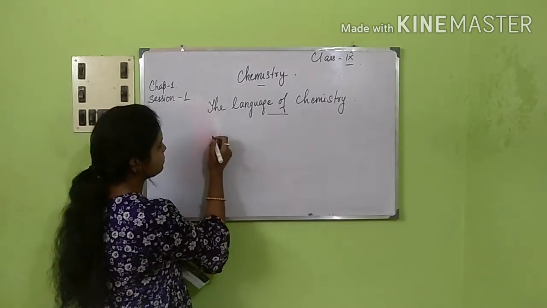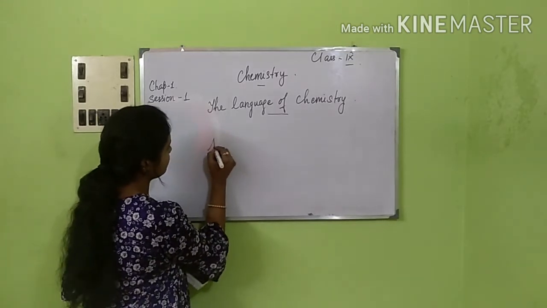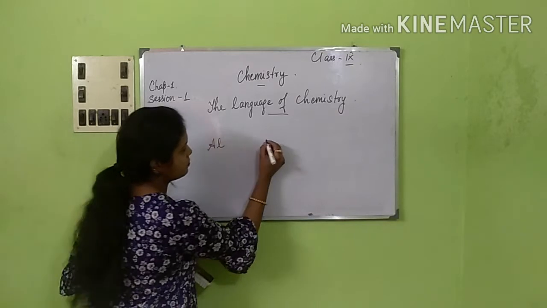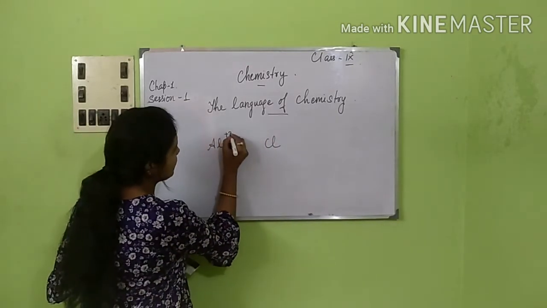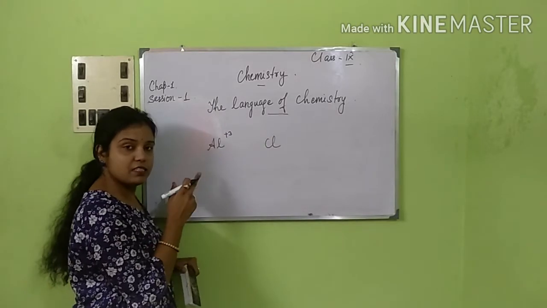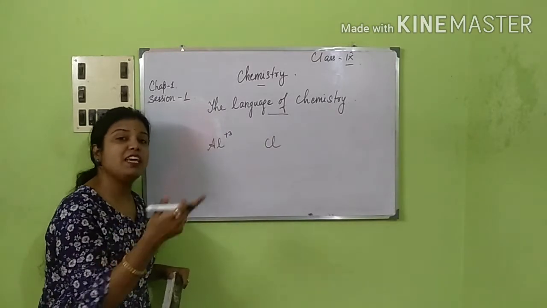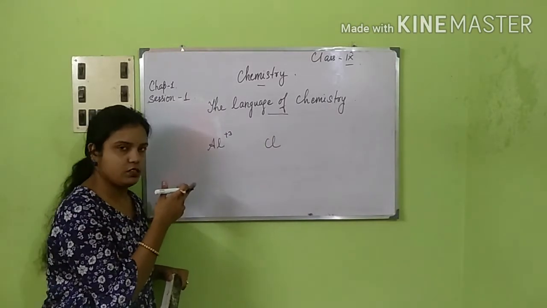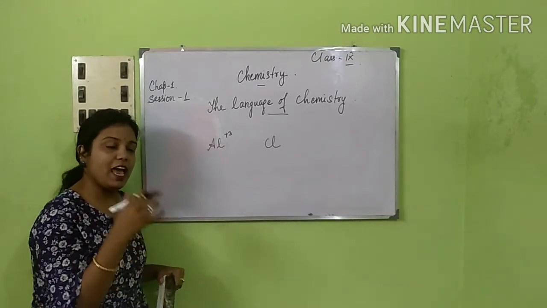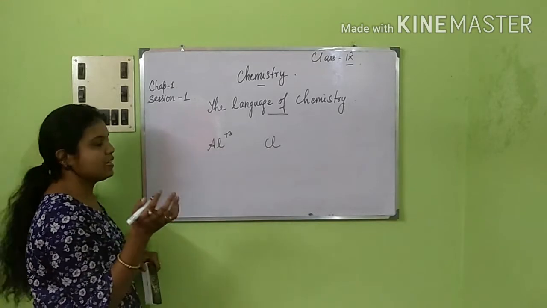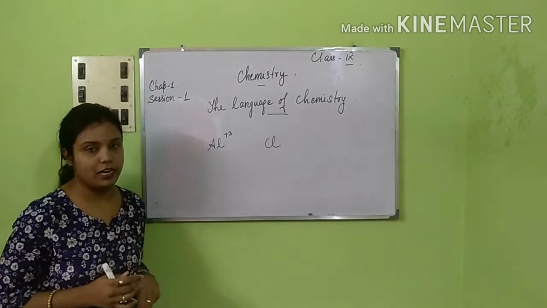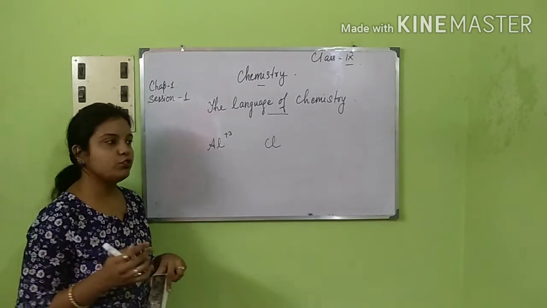Suppose I am writing aluminium chloride. Aluminium is +3. That means it has the capacity of losing 3 electrons from its atoms, from its outermost shell. And from where does it lose the electrons? It loses the electrons from the outermost shell. Okay, which is the outermost shell?